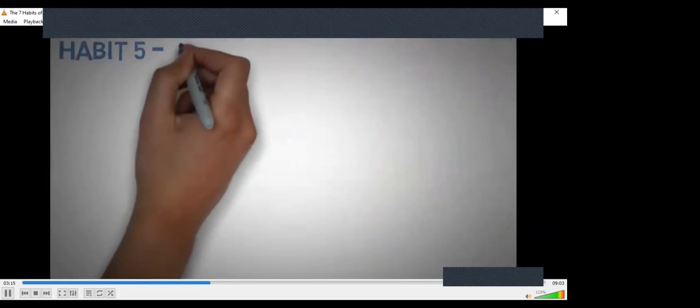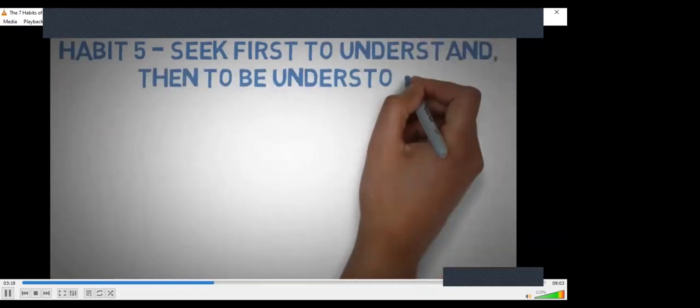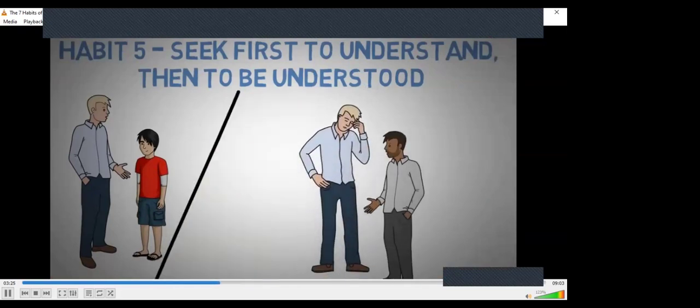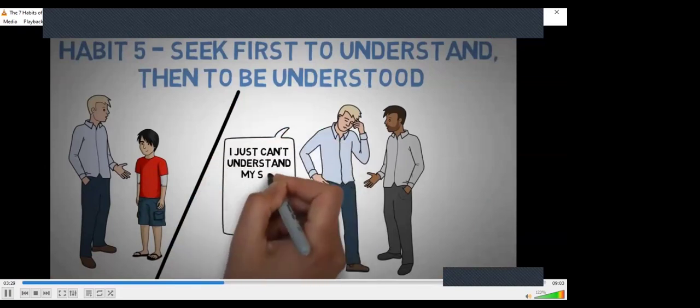Habit 5 is seek first to understand, then to be understood. Stephen tells a great story here. Stephen and his son have a talk, and Stephen can't get through to his son about some issue they're having. He then goes to a friend for advice. He tells a friend, "I just can't understand my son sometimes."